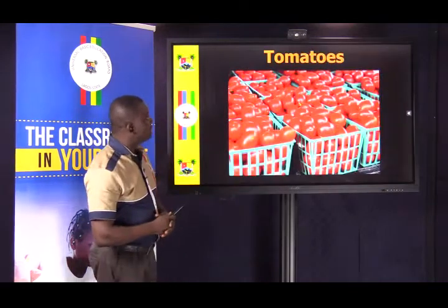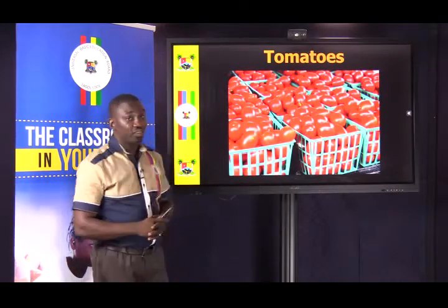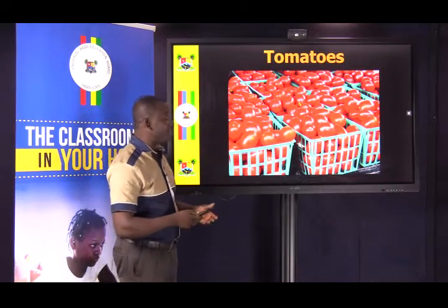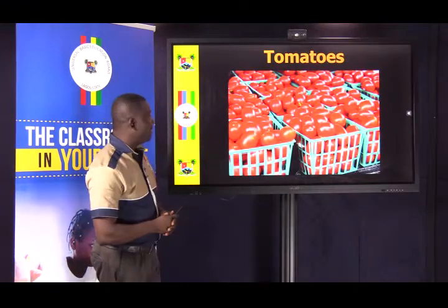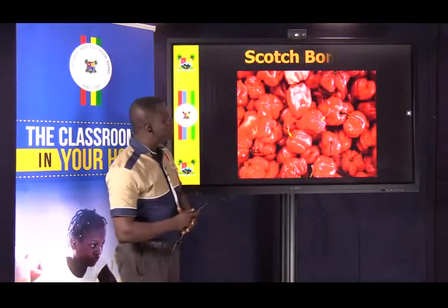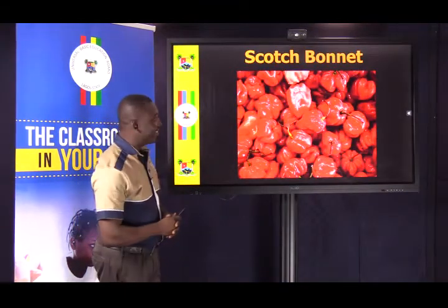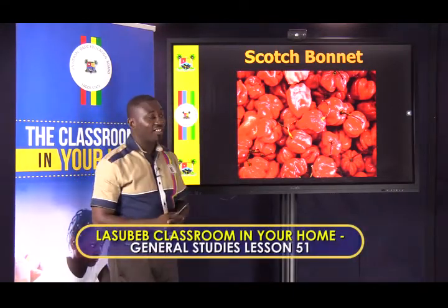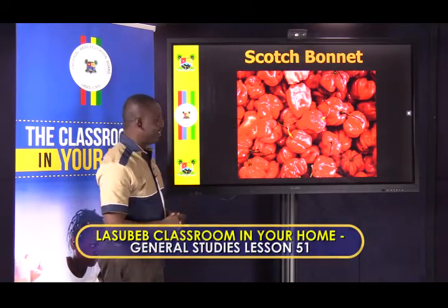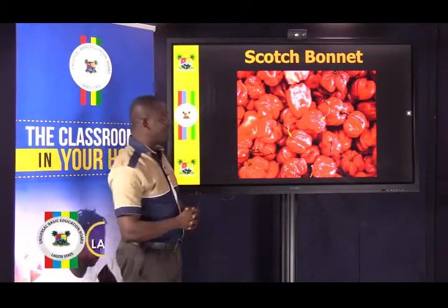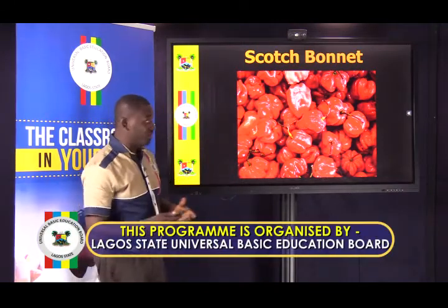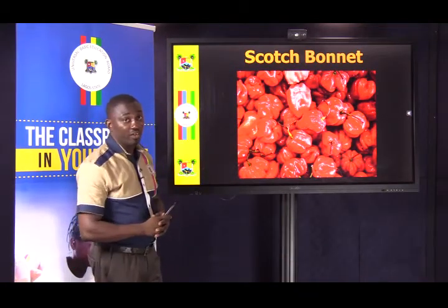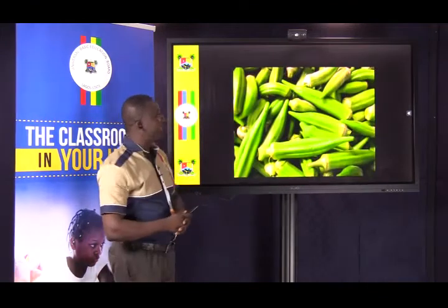On to the next one, tomatoes. Tomatoes. Say that after me. Tomatoes. Yes, tomatoes are also vegetables and you use them in making your soup. Okay? All right. On to the next one. Pepper. No, can't call them pepper. This is actually Scotch bonnet. Okay? Say that after me. Scotch bonnet. All right. So they are also vegetables, okay? And you use them in making your soup. Even if you want to make bitter leaf soup, water leaf soup, you use Scotch bonnet. All right? Okay.